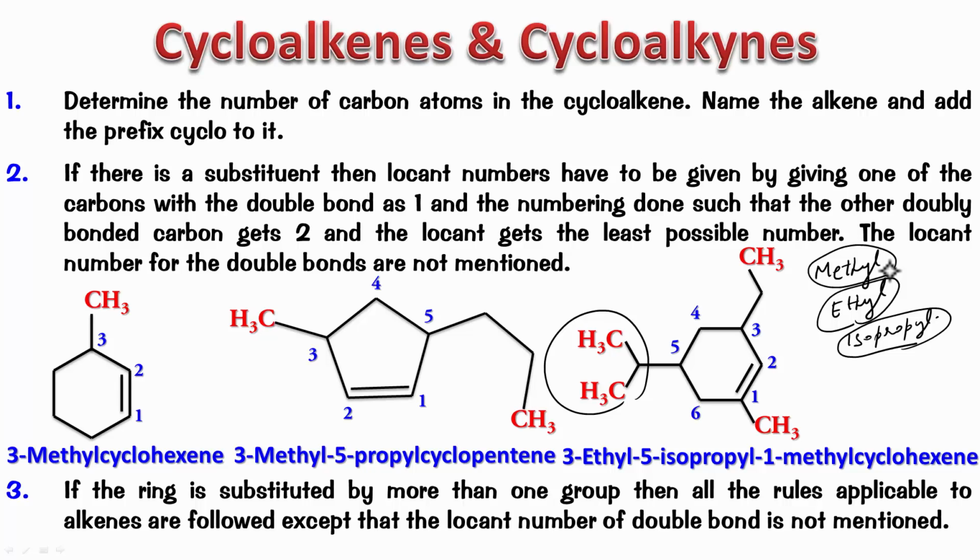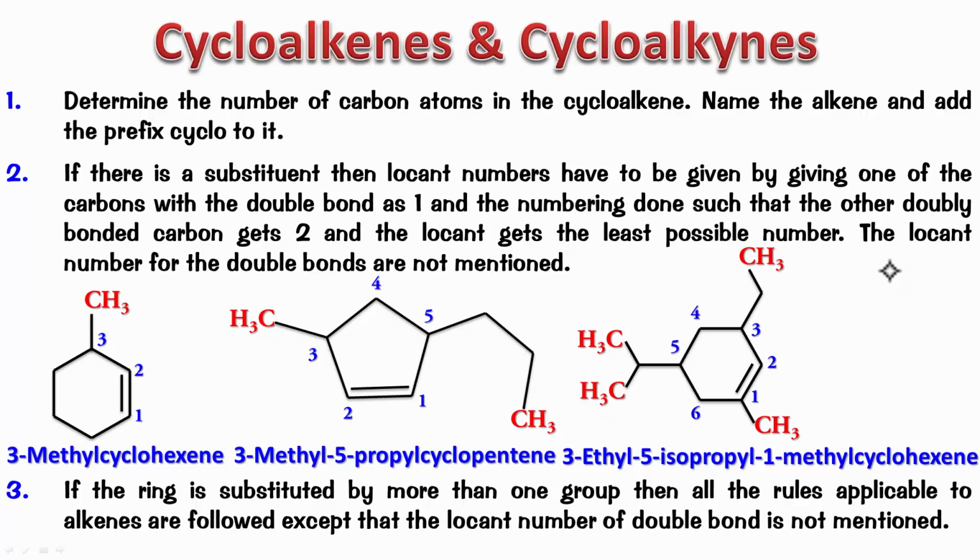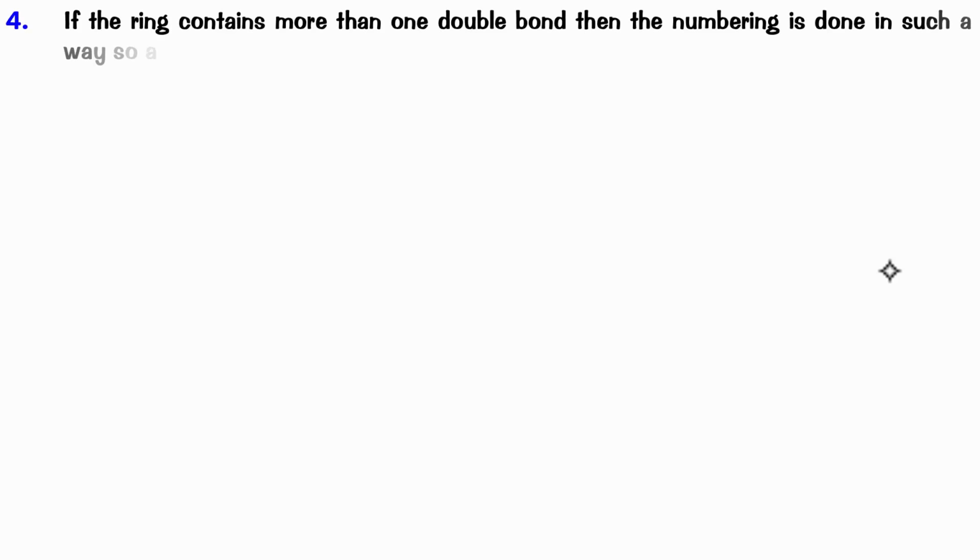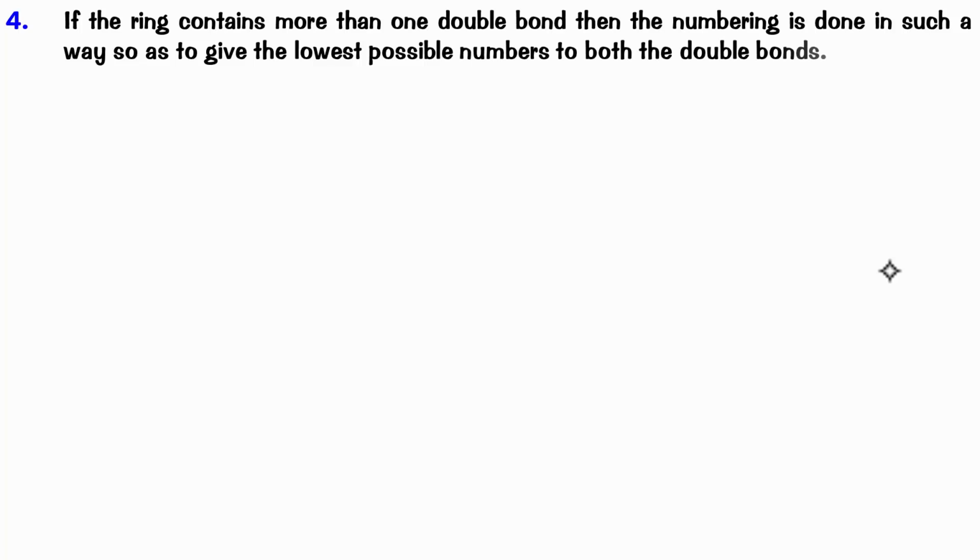Now let's figure out a situation where we're going to have more than one double bond in a ring. So if the ring contains more than one double bond, then the numbering is done in such a way as to give the lowest number to both the double bonds. Again, remember, if one of the double bonds is given 1, the other doubly bonded carbon is 2, and then we go in that particular direction, clockwise or anti-clockwise. Say for example, if I have a 6-membered ring here, I got a double bond here, I got a double bond here, and I need to number this.